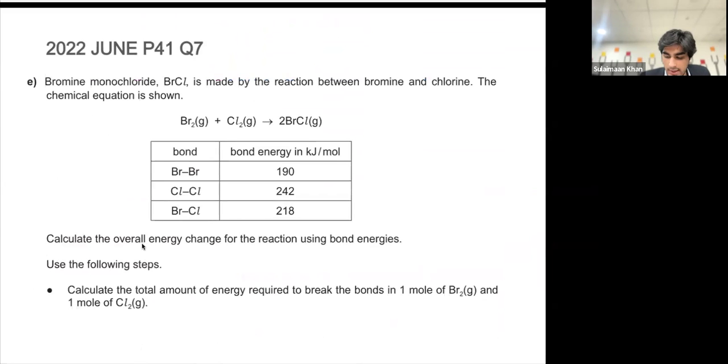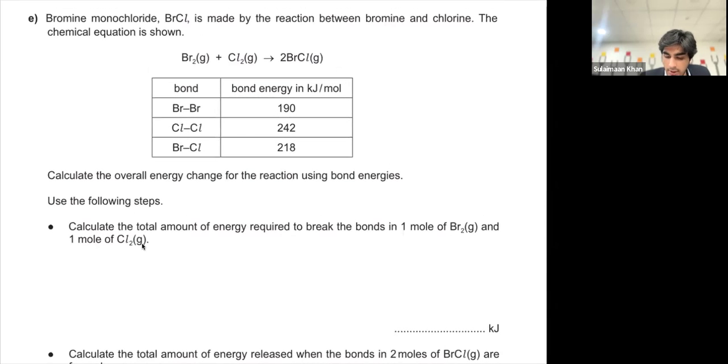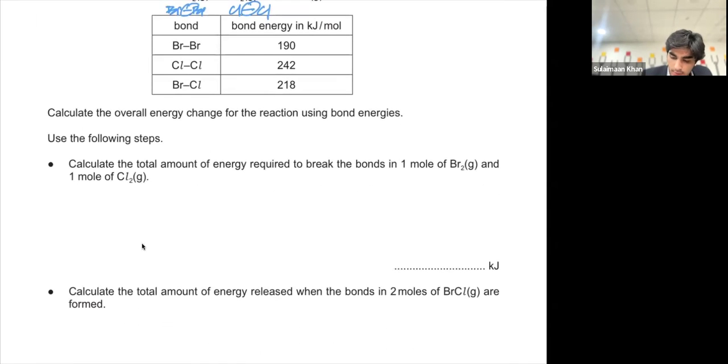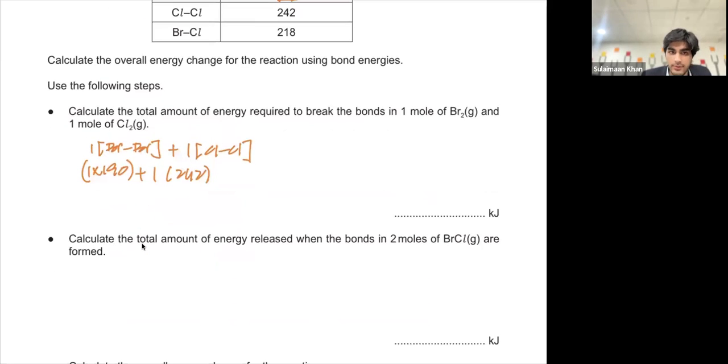Bromine monochloride is made by the reaction between the following. Calculate the overall enthalpy change, use the following steps. Calculate the total amount of energy required to break the bonds. Again, the Br bond is going to break, sir, the Cl bond is going to break. So 1 times Br bond breaks plus 1 times Cl bond breaks. Right? So the Br bond is 190, and 1 times the Cl bond is 242. What do we get, peeps? 432? Yes, 432 kilojoules.